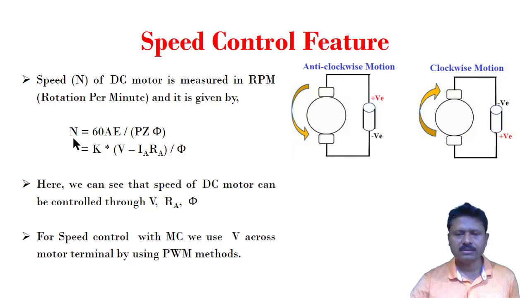In microcontroller-based or robotic applications, normally we just vary this voltage. Which one is this voltage? This is the applied voltage, which is applied across the motor. So this we normally change. How do we change this voltage? By applying the pulse width modulation technique.